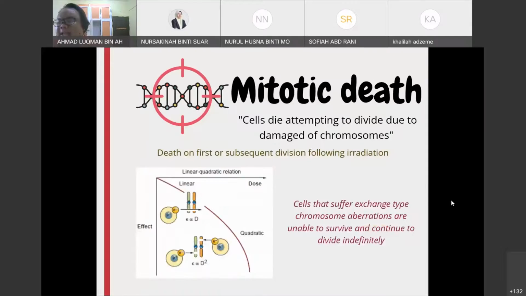Okay, moving on. And lastly, mitotic death. Mitotic death is when cells die attempting to divide due to damage of the chromosome. As you can see in this figure, a low dose causes a double-strand break. As the dose increases, the chromosomes are damaged by separate breaks. So cells that suffer exchange-type chromosome aberrations are unable to survive and continue to divide indefinitely.